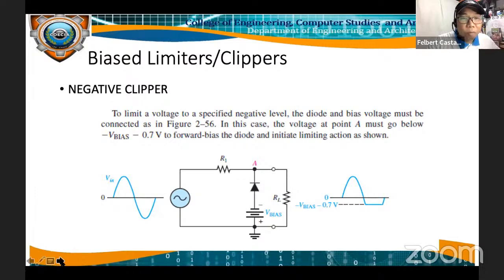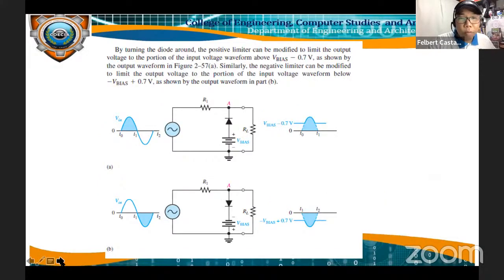Let's now move on to this example. So I'll just read this. By turning the diode around, the positive limiter can be modified to limit the output voltage to the portion of the input voltage waveform above V bias minus 0.7. Similarly, the negative limiter can be modified as well. So you saw that the output is different now from earlier.